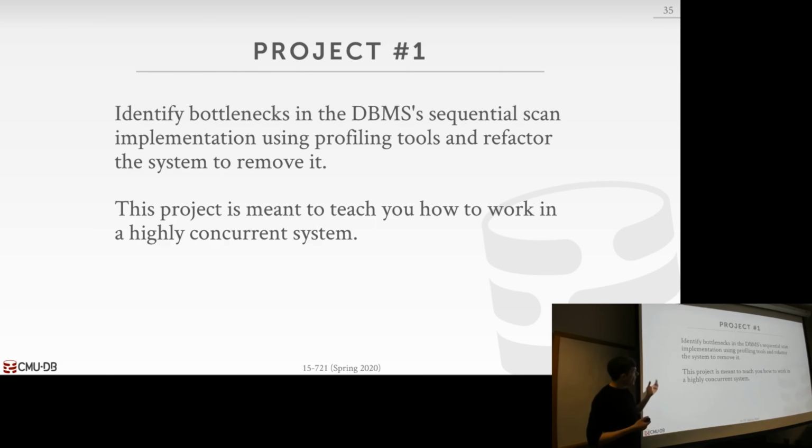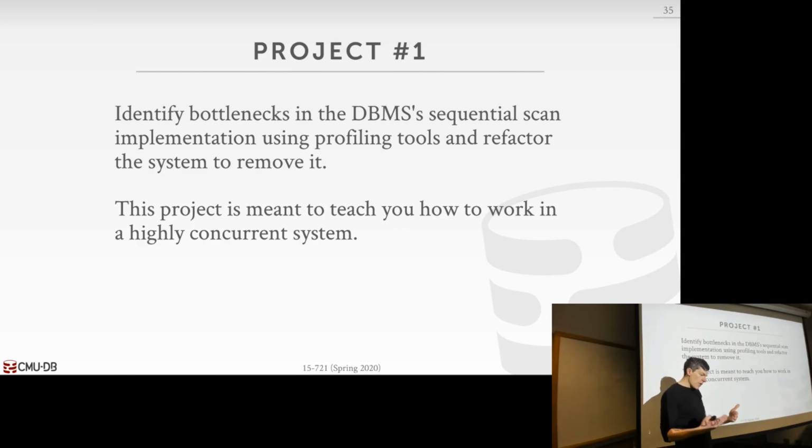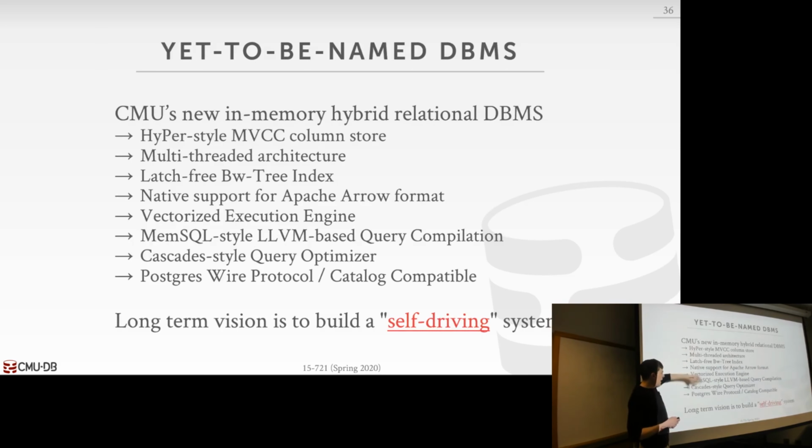Project 1. The idea here is to get you comfortable with the system, so we're asking you to work on one very specific part, and that's to do sequential scans, or parallel, or concurrent sequential scans. The task itself is not overly difficult. We'll have different levels of complexity that you can try to achieve. It's mostly to teach you how to actually work in the system and do profiling and performance measurements in the system.